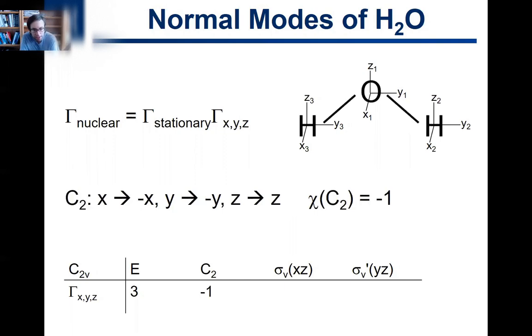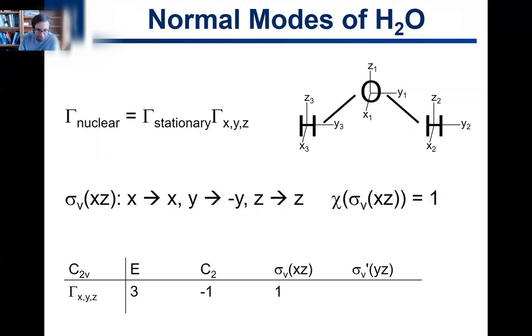You go along here and you do it for C2. C2 is a 180-degree rotation through the Z axis, through the oxygen, the central atom. And X is going to go to minus X, because you're doing 180 degrees. Y goes to minus Y, and Z stays unchanged. That gives you a matrix with -1, -1, and 1 across the diagonal. Add those up, you get -1. That's your character there.